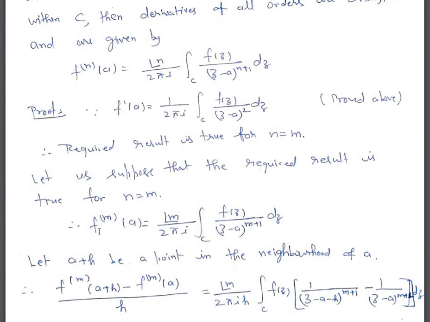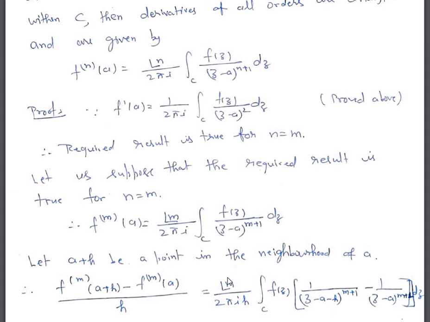Now let us suppose that the required result is true for n equal to m. So therefore we have f^(m)(a) equal to factorial m upon 2 pi i integral over C f(z) upon (z minus a) to the power m plus 1 dz. Now we have to prove that the result is true for n equal to m plus 1. So for that, suppose that a plus h is a point in the neighborhood of a. Then we consider this [f^(m)(a+h) minus f^(m)(a)] divided by h.